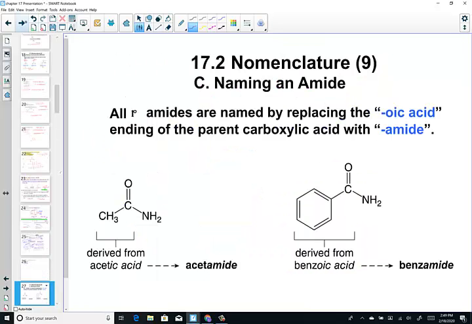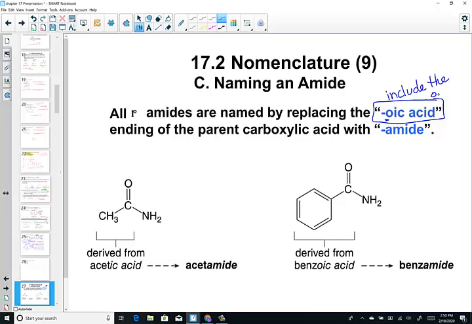Let's try some amides. Now, amides get a little tricky just in the sense that we have to figure out how many groups are attached to the nitrogen. So all primary amides are named by replacing the oic acid with amide. Now, let's emphasize the O is included in this particular conversion. Include the O in the word oic, and just change it to amide.